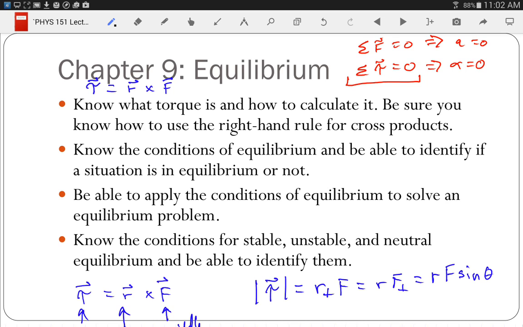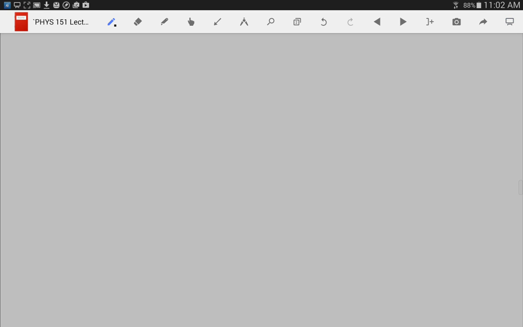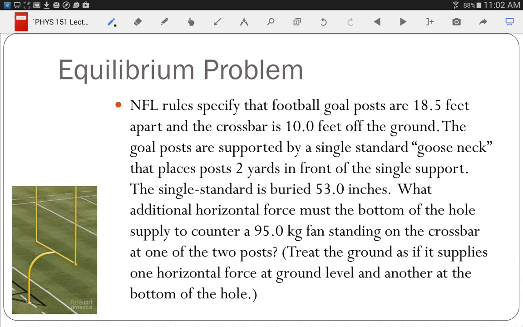Okay, let's go to a problem. So this is a problem I gave on a test once. NFL rules specify that football goalposts are 18.5 feet apart. The crossbar is 10 feet off the ground. The goalposts are supported by a single standard gooseneck, that's this thing here, that places posts 2 yards in front of the single support. The single standard, this thing here, is buried 53 inches below ground. The rules specify at least 53 inches. You can bury it more.